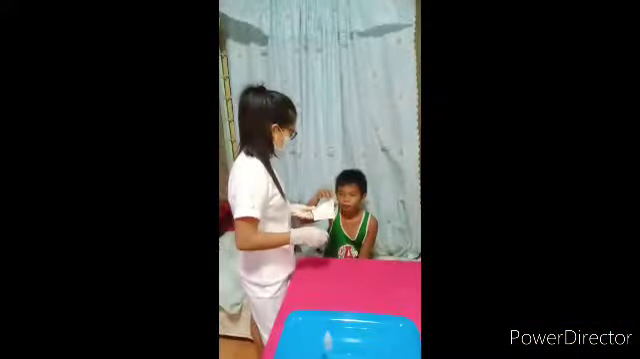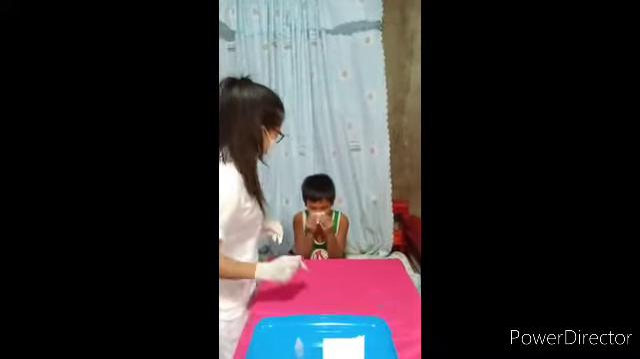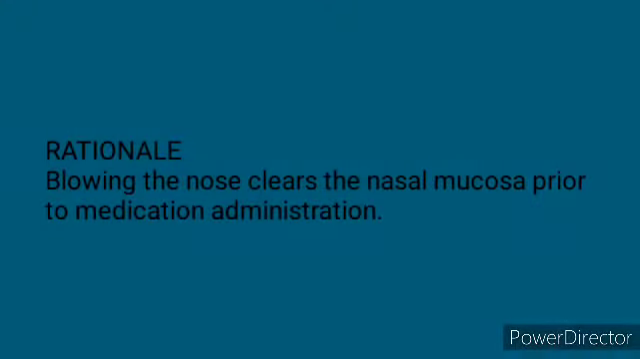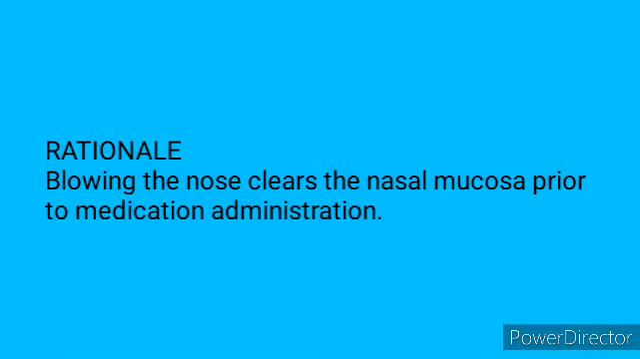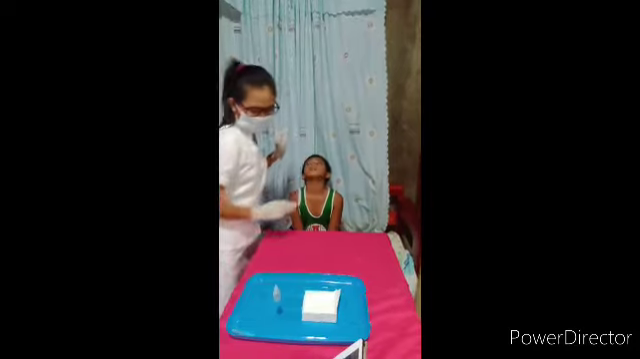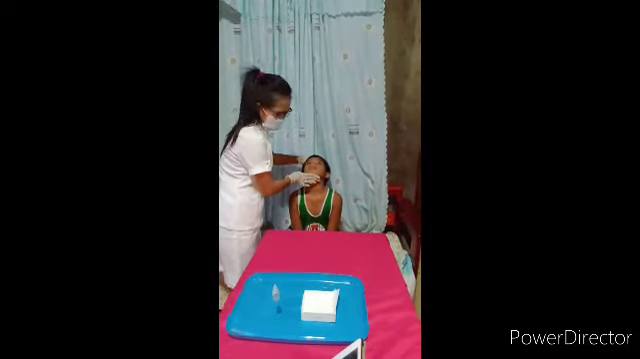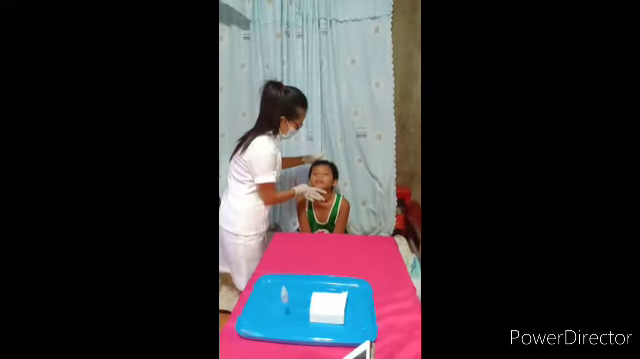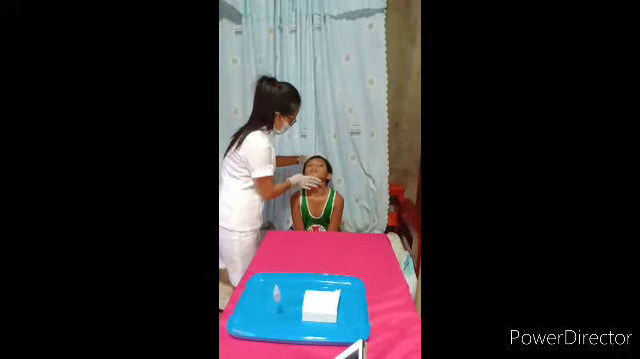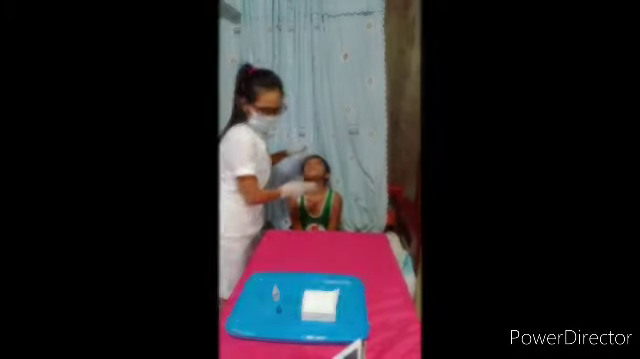For step number 8, offer a tissue to the patient and ask the patient to blow his or her nose. Rationale: blowing the nose clears the nasal mucosa prior to medication administration. For step number 9, have the patient sit up with head tilted well back. If the patient is lying down, tilt the head back over a pillow. Rationale: these positions allow the solution to flow well back into the nares. Do not tilt the head if the patient has a cervical spine injury.